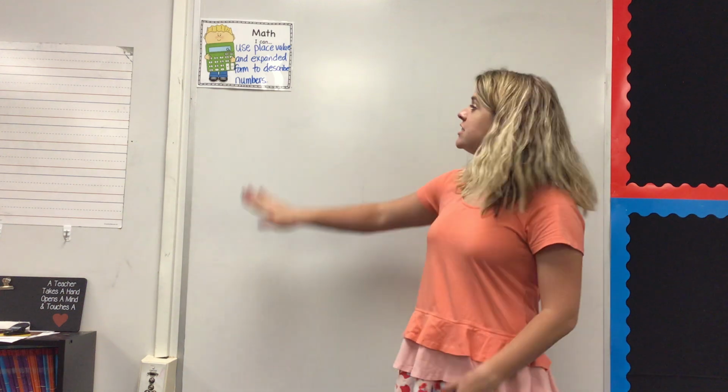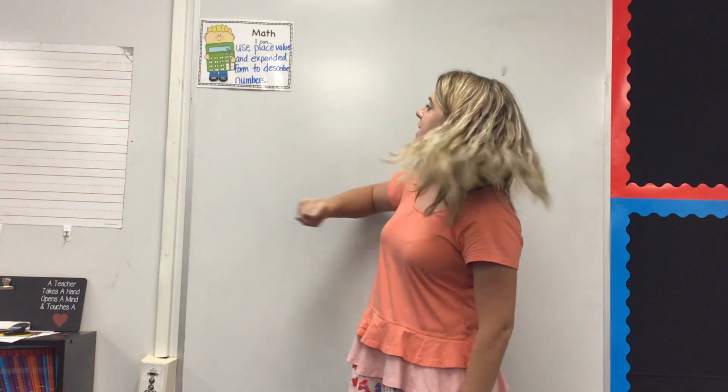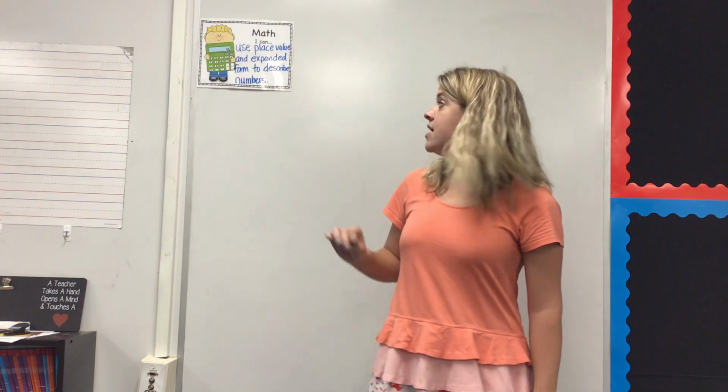Today in math, we are still working with 3-digit numbers, and we're going to be working with place value and writing numbers in expanded form. All right? So our I can statement for today says, I can use place value in expanded form to describe numbers. Okay? For today's lesson, you are going to need a whiteboard and a dry erase marker. So grab your whiteboards and your dry erase markers and let's get started.